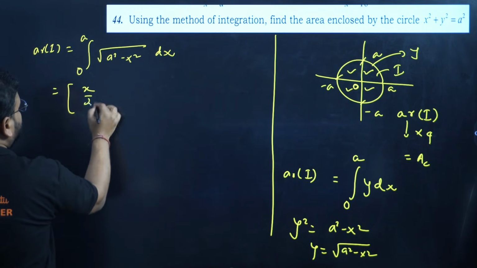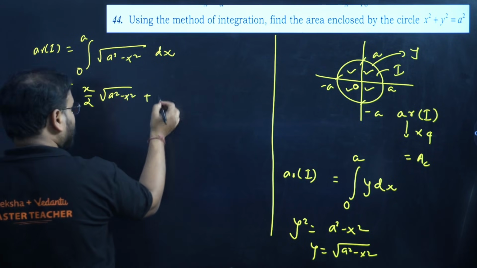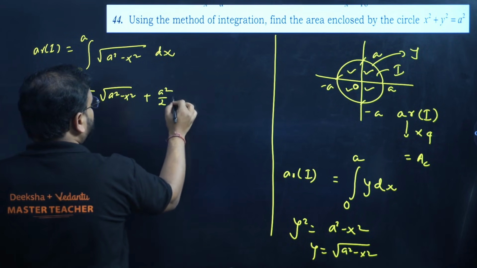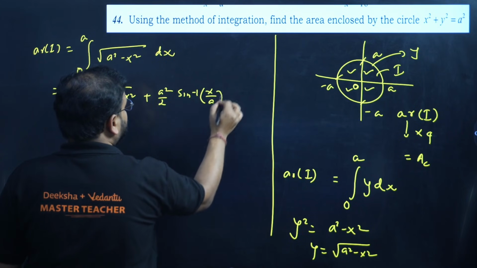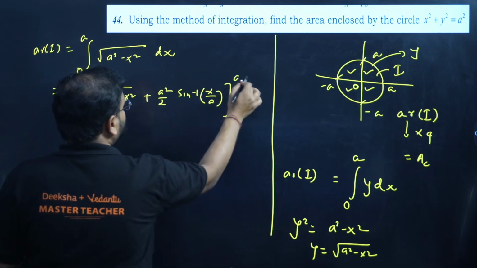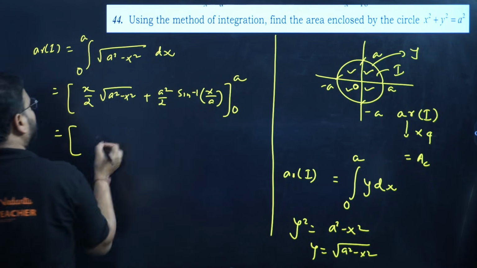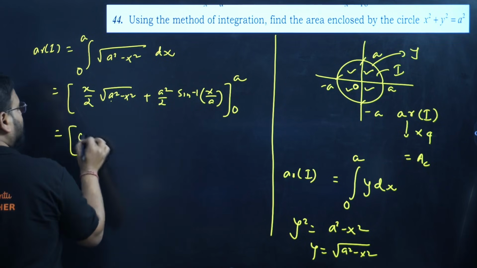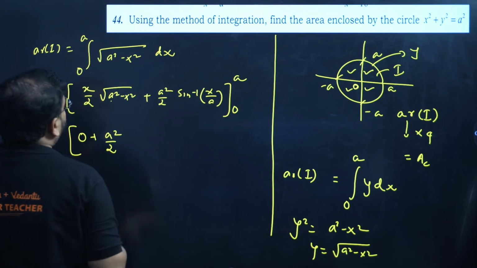Particular function again: x by 2, the same root repeats, plus a square by 2, sine inverse of x by a, from 0 to a. Check this out. When you put the value of a in the upper limit, you get a square minus a square, so 0. Over here you get a square by 2.